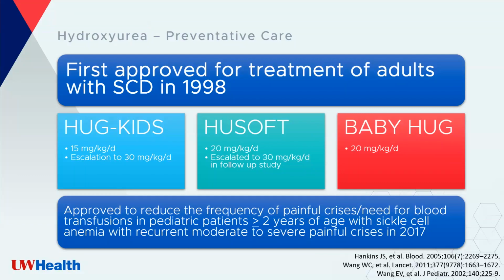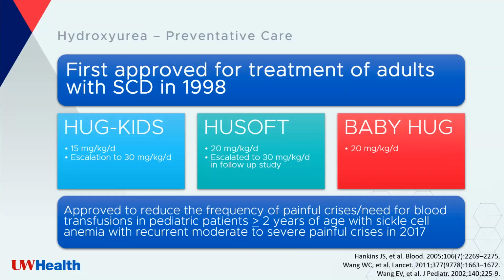And so, as you see here, there were three pivotal, pretty impactful studies done in the pediatric populations: the Hug Kids study, HuSoft, and also the Baby Hug study. The Hug Kids study included children from the ages of 5 to 15 years old, started at 15 mg per kg per day and escalated to 30 mg per kg per dose, unless toxicity was observed. This is a phase 1/2 trial to show that hydroxyurea was safe for kids with sickle cell disease when therapy was directed by a pediatric hematologist.